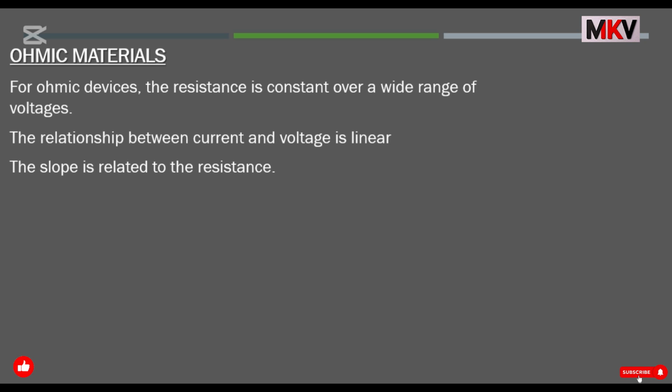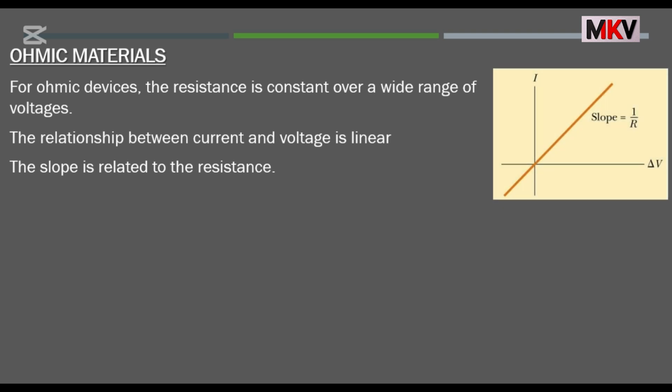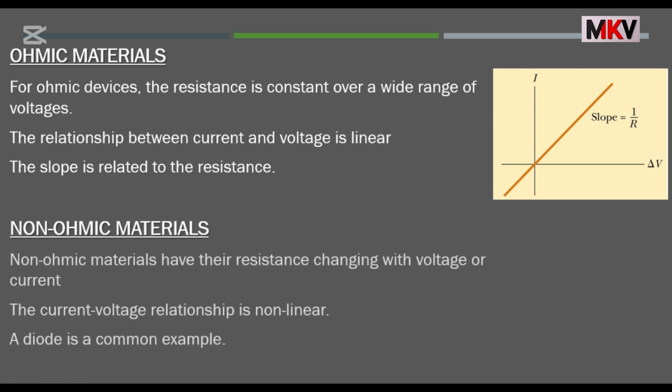Now, ohmic materials. For ohmic devices, the resistance is constant over a wide range of voltages, and the relationship between current and voltage is linear. So the slope is related to resistance. If you look at this graph, as current increases, the voltage also increases, and it's a linear graph for ohmic devices.